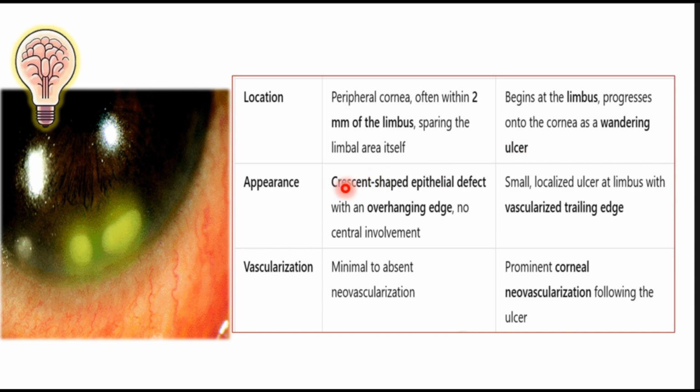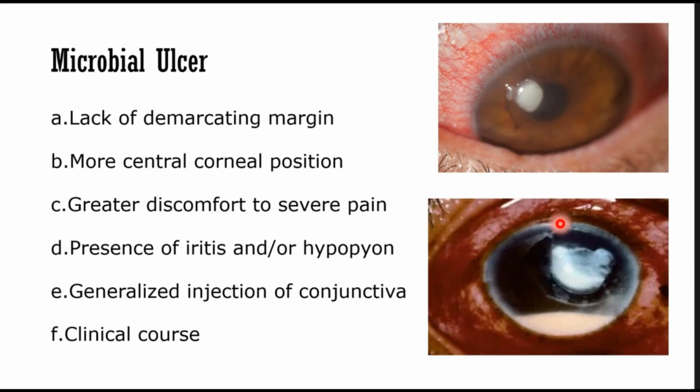They will have a crescent shape epithelial defect with overhanging edge, no central involvement. And these ones, the phlyctenular, however, are a localized small ulcer with a vascularized trailing edge. So you don't see much amount of vascularization here, but in phlyctenulosis, you will see greater amount of neovascularization. So that is an important point. Similarly, microbial ulcers also could be on the differentials. However, here you are going to see intense anterior chamber reaction, intense hyperemia, and of course, there will be some history related to trauma, or patient would give history of coming in contact with vegetative matter, so on and so forth. Moreover, there will be greater discomfort and severe pain in these patients.